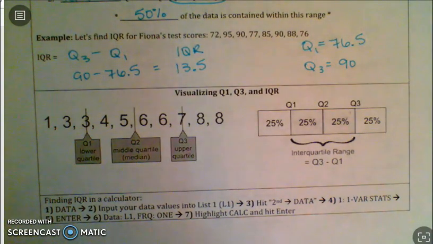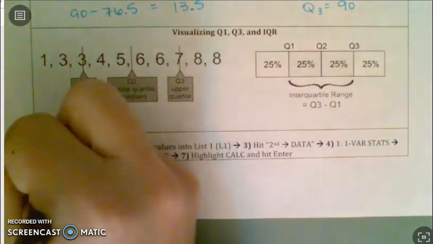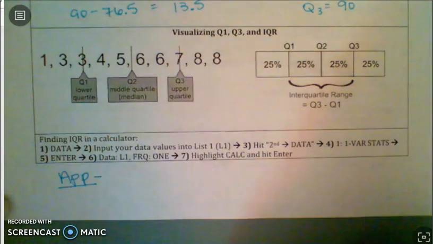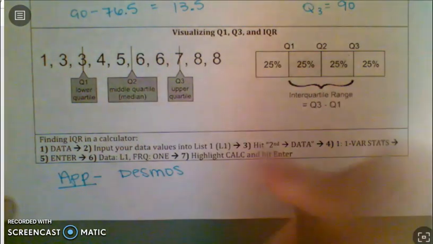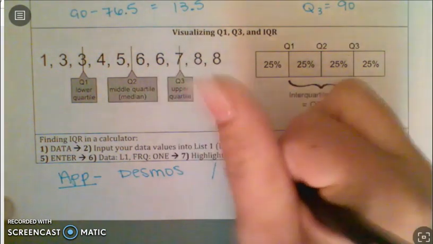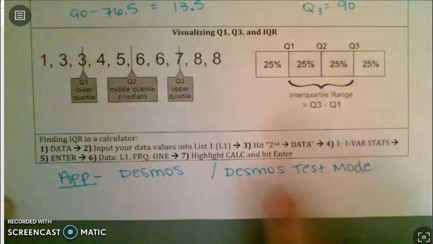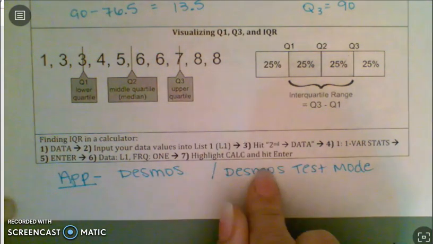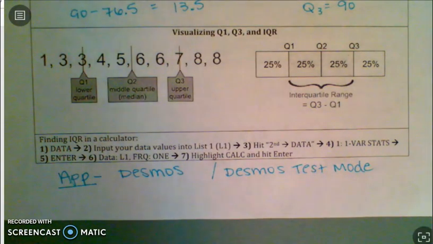On Wednesday, we are going to start playing with Desmos. So make sure you have Desmos either on your phone or on your computer. If you're using the app on your phone, you can use the regular Desmos app, or there's one called Desmos Test Mode. This is the app version of what you're going to see on your EOC. So I would suggest downloading both of them, but this is the one you're definitely going to see. And then I've already posted a link on Canvas that has this on there for you to use.